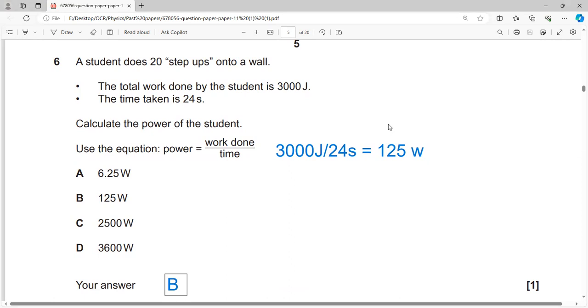So to calculate the power of the student, we use an equation: the power is equal to the work done divided by time. Here, the work done is the 3,000 joules given in the question, divided by the total time of 24 seconds. So our final value will be 125 watts. So B is our correct answer here.